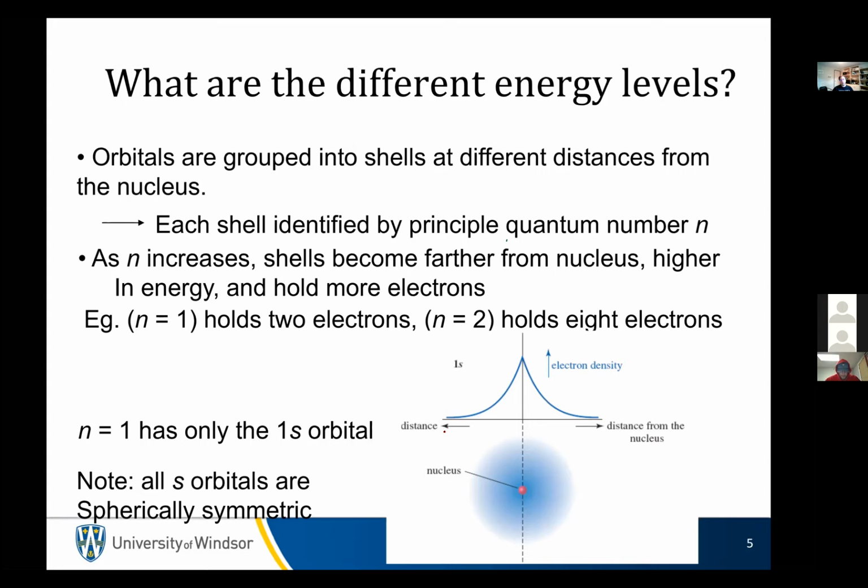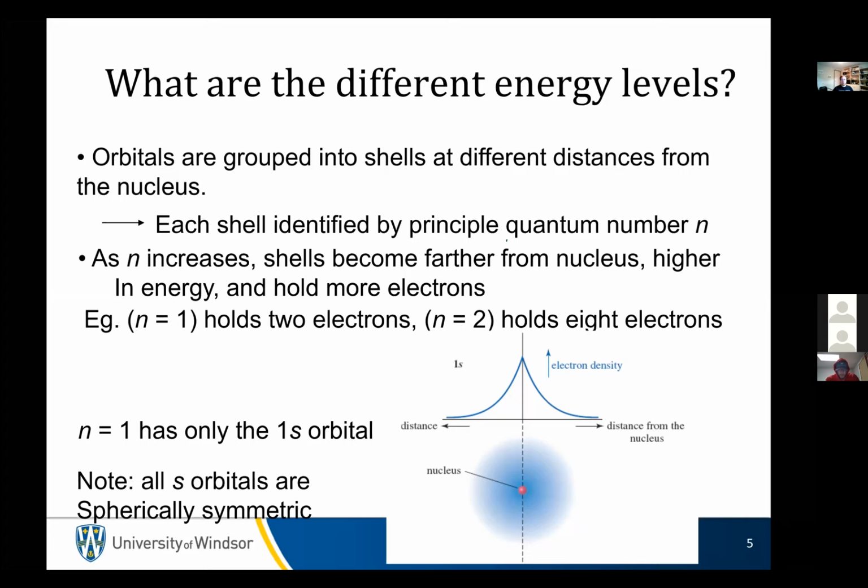That increases the charge separation from the protons in the nucleus. That increases the energy of the electrons. So the lowest energy orbitals are close into the nucleus. As you get further and further away from the nucleus, you raise the energy of the electrons. Each orbital can hold two electrons. The first shell has two electrons. The second shell has eight electrons, which tells us it must have four orbitals.